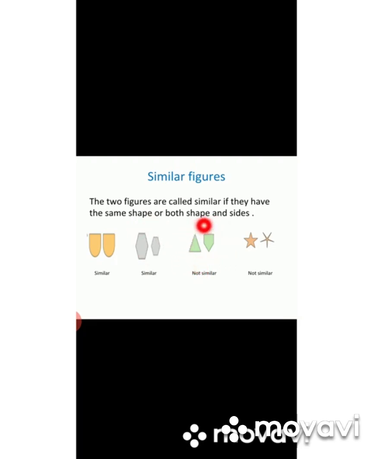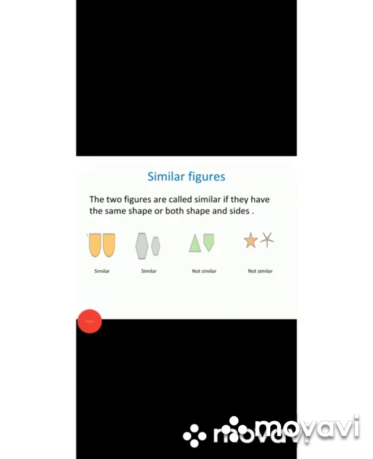In the third example, they are not similar figures. Why? Because they don't have the same shape. In the fourth example, the two figures are not similar because they don't have the same shape. So they are not similar.